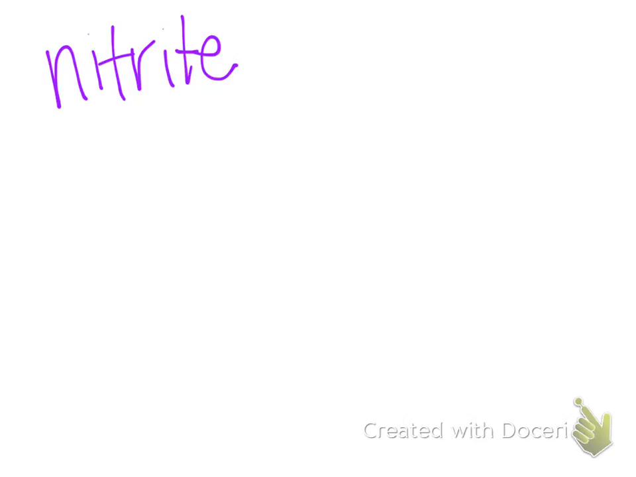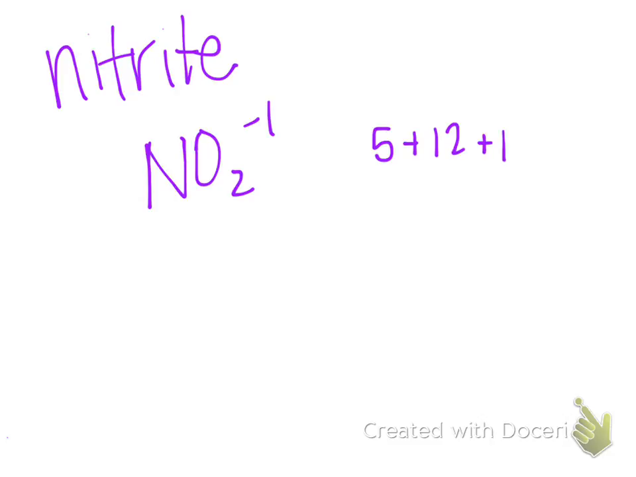Okay, what is nitrite's chemical formula? NO2 minus 1. Okay, so let's see if this needs resonance structures or if it doesn't. Nitrite represents how many electrons? 5 plus 12, and then plus 1 or minus 1? Plus 1. Okay, so that gives us 18 total electrons.